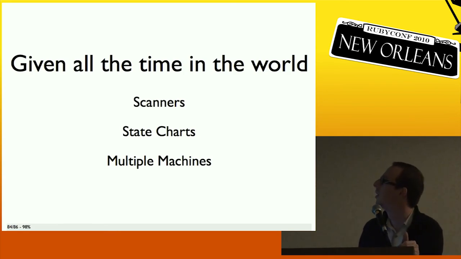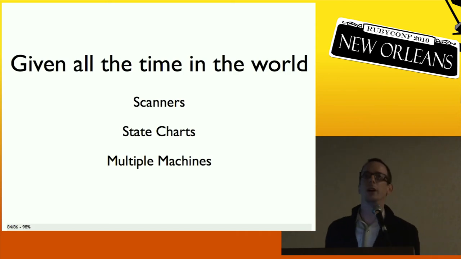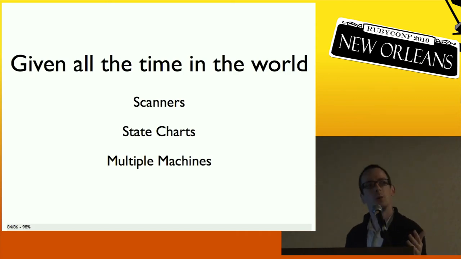Multiple machines. Machines are named. You can include one machine in another machine. You can define your actions in one machine and include the machine defining the behavior, defining the patterns in another machine. It's a really useful way to break down the complexity even further, or to assist with doing polyglot.